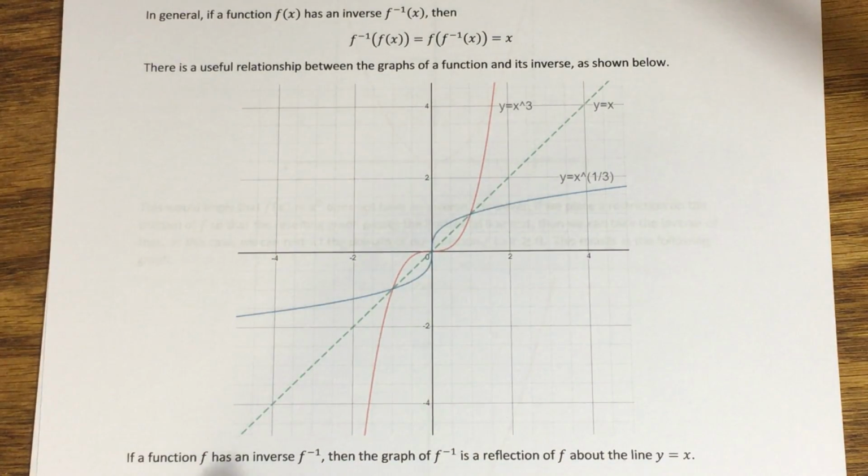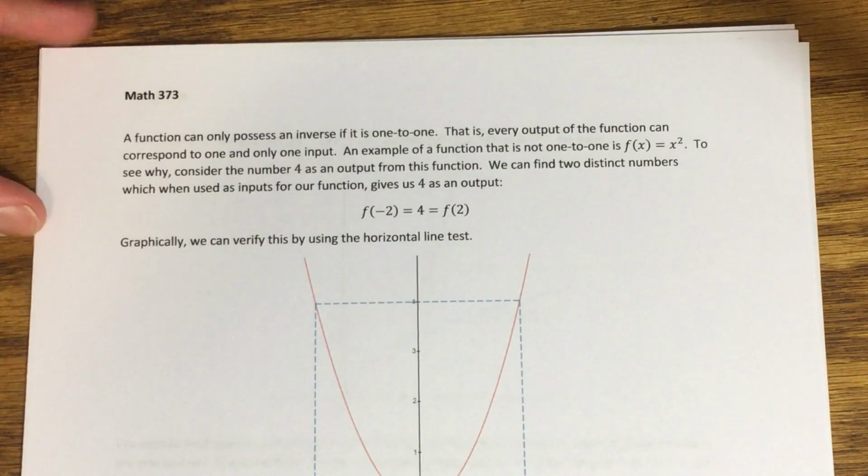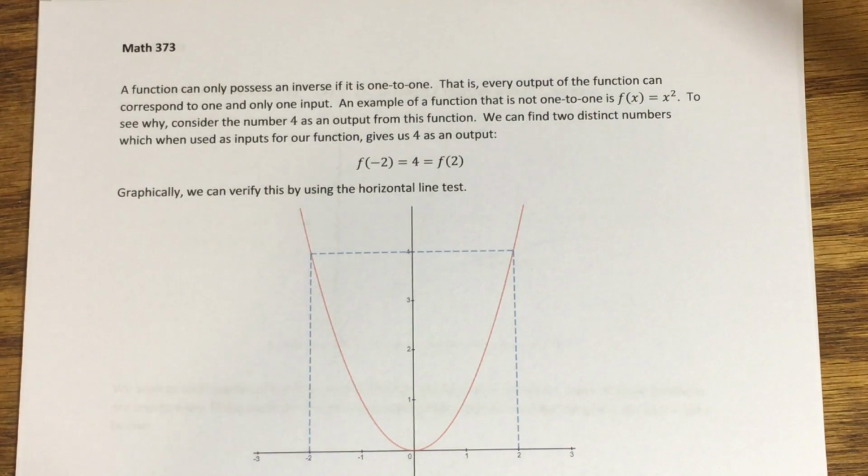Okay, now let's move on. So it is important to note that not every function has an inverse. In fact, a whole lot of functions do not have inverses. And there's a very important reason why. Inverses only exist for functions that have a property called 1-to-1. And this is also something you talk about in intermediate algebra.